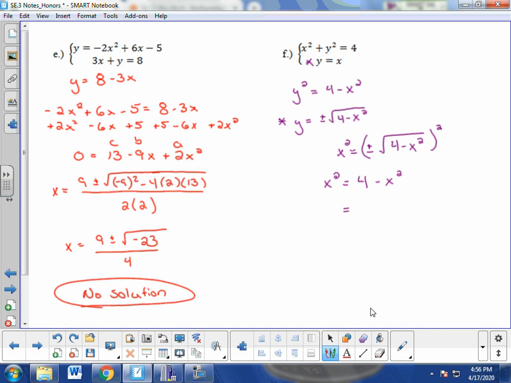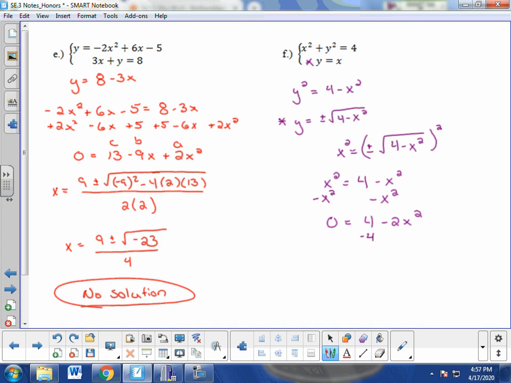And I get, if I add x squared to both sides, I get 0 equals 4. So, not add x squared. That would be incorrect. Let's subtract x squared from both sides. And I get 0 equals 4 minus 2x squared. Now you could factor this one if you want, but because there's only an x squared and no x term, it's a little bit easier.